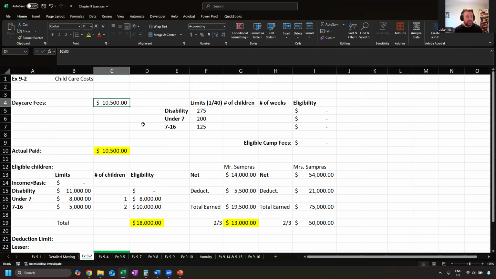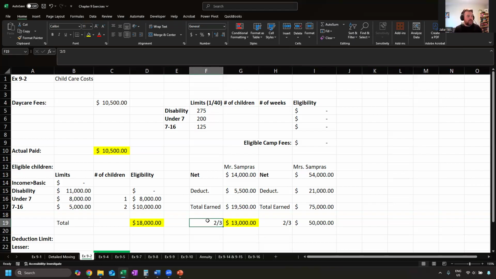My daycare fees are 10,500. That's how much I've paid. That's one of the limitations. I'm not going to expense more than I paid. The other limitation is based on what rate they allow us. We had one child under 7, so we have $8,000, and we had two children, 9 and 14. So we had two between the ages of 7 to 16, and we get $5,000 for each child for the year. So the threshold that the government's providing us is $18,000. We could conceivably expense up to $18,000 because of the age of the children we have.